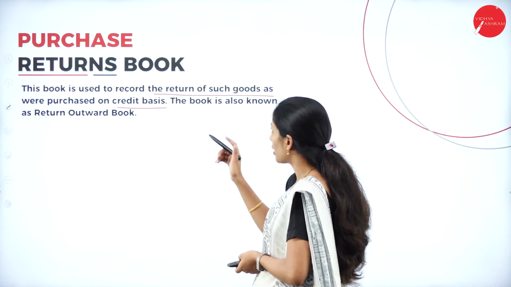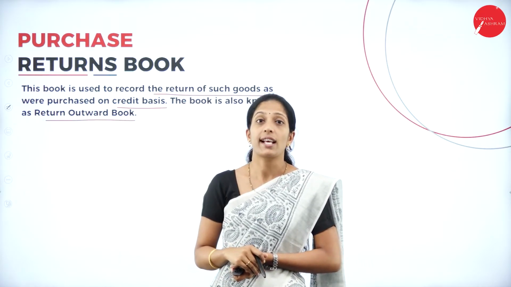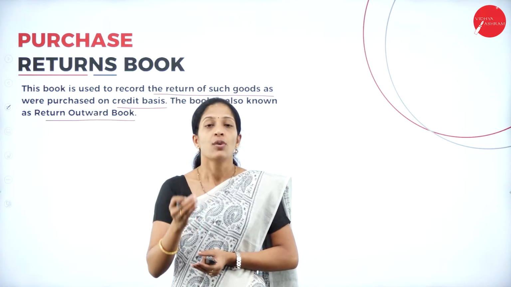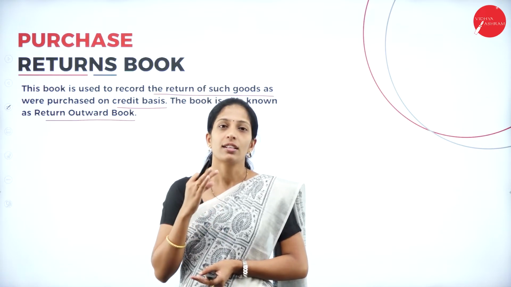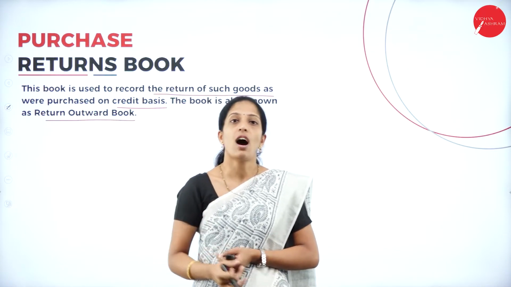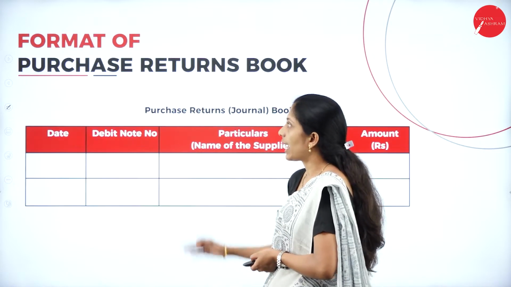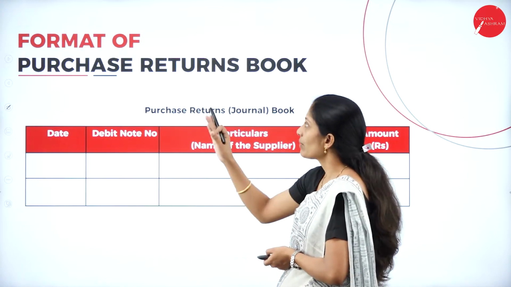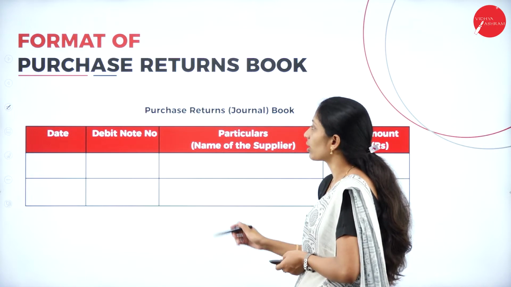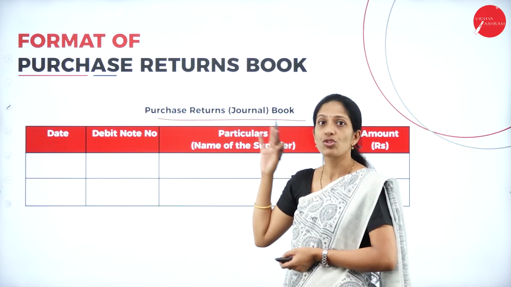So such type of transactions are recorded in purchase returns book. This book is also known as return outward book. Why is it called return outward book? Because we are returning the goods back, or the goods are being returned out. So it is also called return outward book. So hope you are clear with purchase returns book. Now we shall directly go through the format here. Format of purchase returns book. So how do you write? Purchase returns book or purchase return journal book.